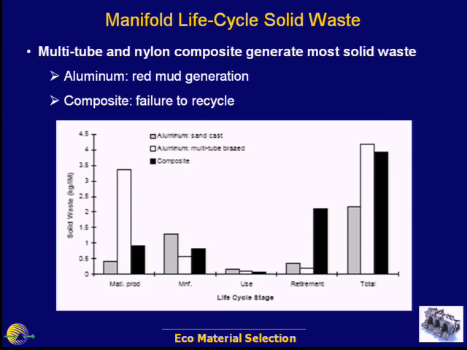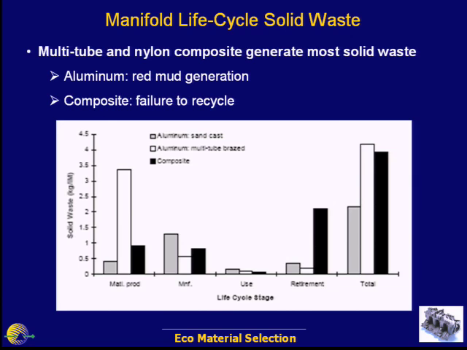So if we add up the solid waste over the life cycle in terms of kilograms, right, here is the relative comparison. The multi-tube brazed due to the primary aluminum production. Remember, the solid waste form was this red mud we briefly discussed on a slide way back when. Okay, that's in the primary aluminum. Most of the composite is due to the failure to recover the nylon material. Although nylon can be recycled, generally isn't.